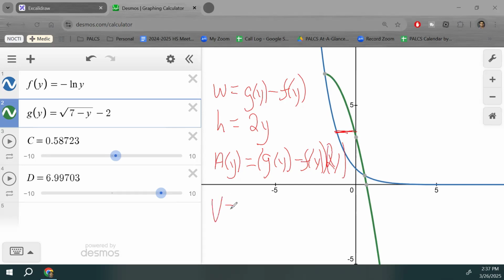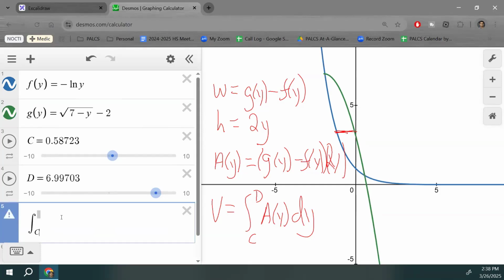So the volume function is the integral from c to d of a of y. We can pump that in right here. Integral from c to d of g of y minus f of y times 2y. Notice I put the g of y minus f of y in a set of parentheses, then multiplied it by the 2y and put that in a set of parentheses, and then times the dy on the end there. And that gives us 42.15.